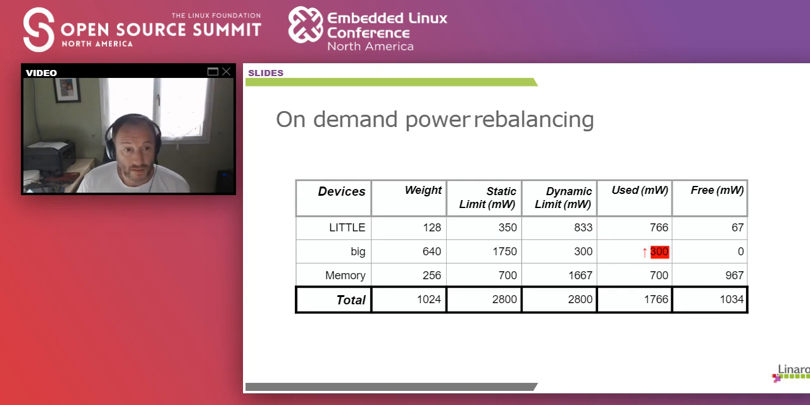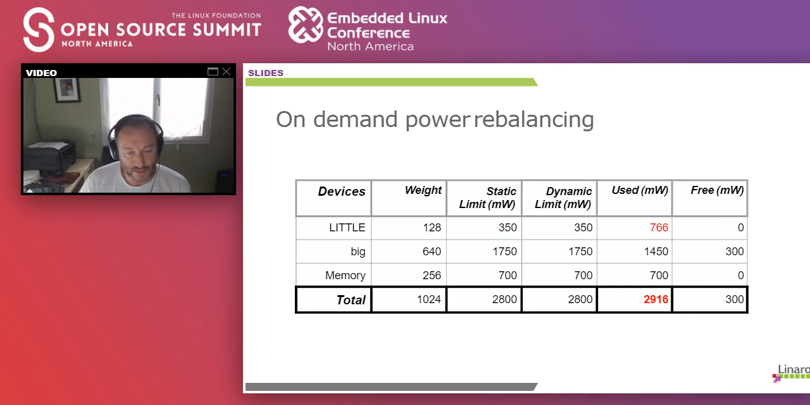Now, the big wants more power. And because it wants more power, it reached the point where it is consuming 1,450 milliwatts, and we break the power limit here. So we are above this limit. So we have to do something now for that.